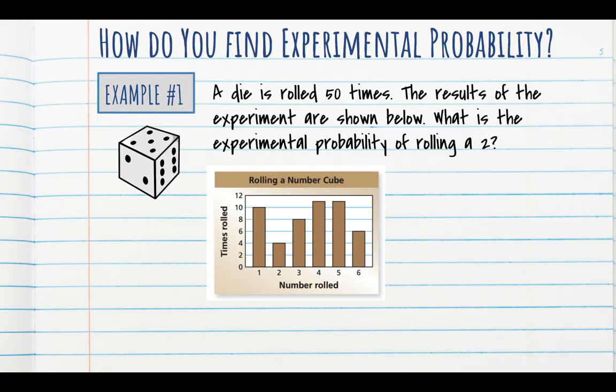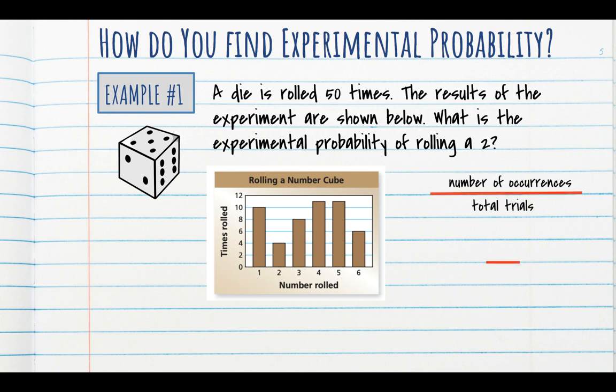So let's say we have a six-sided die. We conduct an experiment where we roll it 50 times and we keep track of what the result is in each of those 50 rolls. We put that data together in a bar graph. We want to calculate the experimental probability of rolling a 2. In other words, what percent of the time in our trials or experiment did a 2 occur?